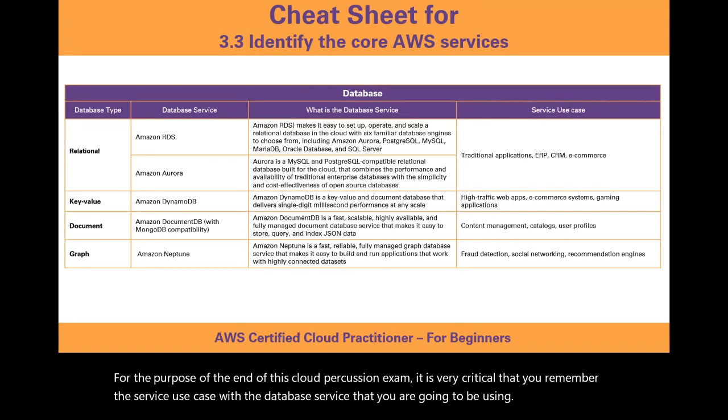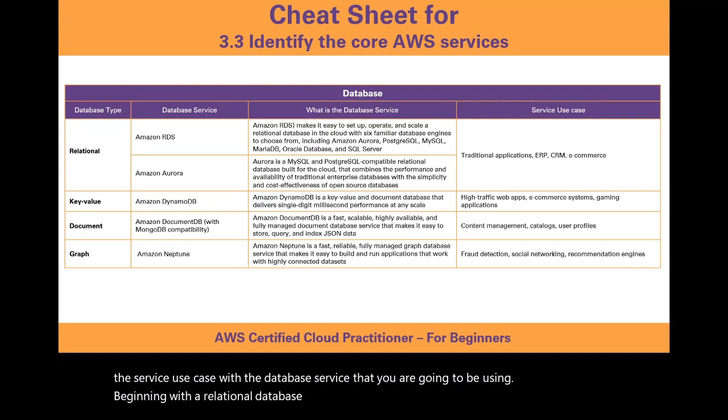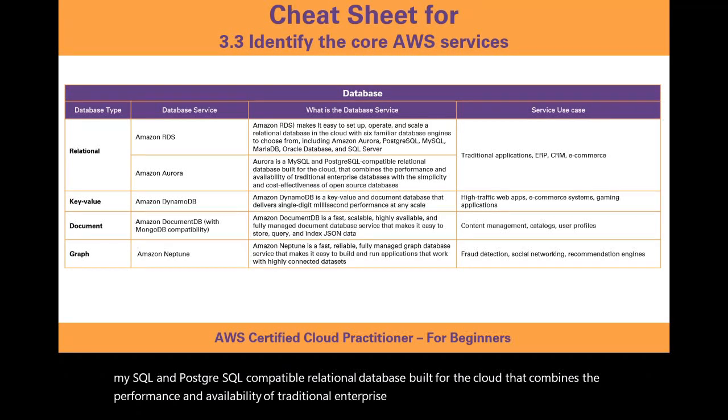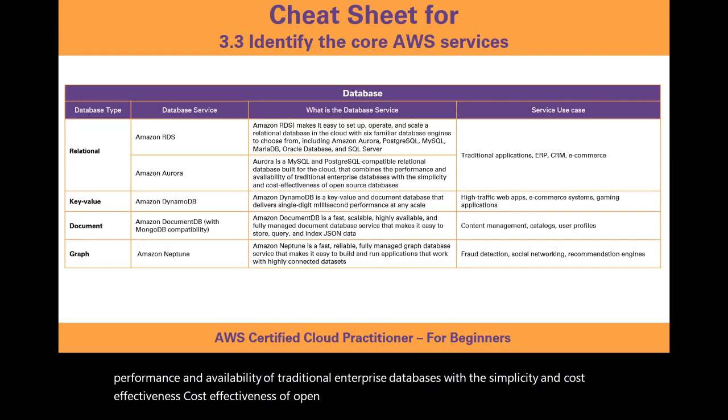Continuing with a relational database type and the database service Amazon Aurora. Aurora is a MySQL and PostgreSQL compatible relational database built for the cloud that combines the performance and availability of traditional enterprise databases with the simplicity and cost effectiveness of open source databases. Again, the service use case is the same: traditional applications, ERP, CRM, and e-commerce.